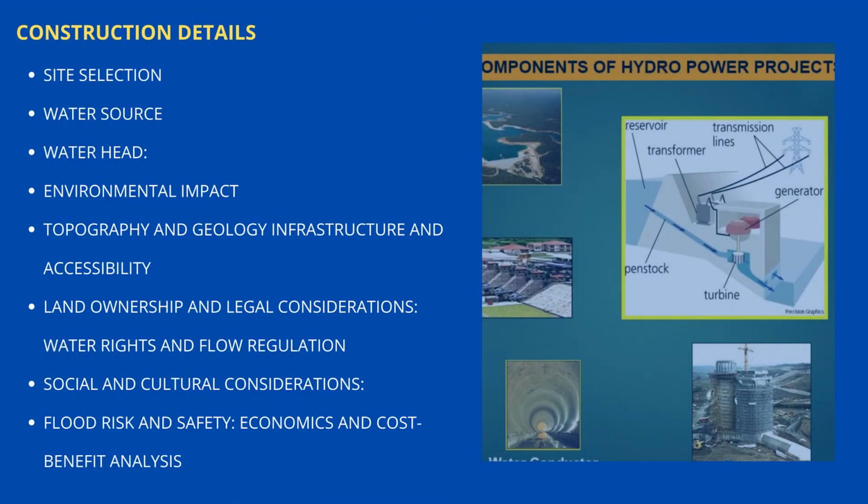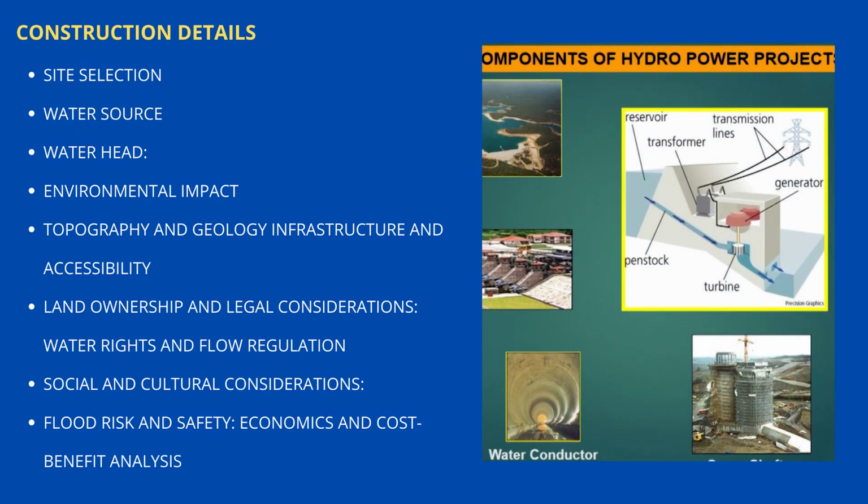Now comes yet another factor, that is land ownership and legal consideration. Ensure that the site is suitable for development and necessary land rights and permits can be acquired. Understand and comply with the local regulations, environmental laws and community requirements. Then water rights and flow regulation. Determine the availability of water rights for hydropower development. Also assess the possibility of flow regulation to ensure a steady water supply during different seasons, so that in no season there will be a scarcity of water.